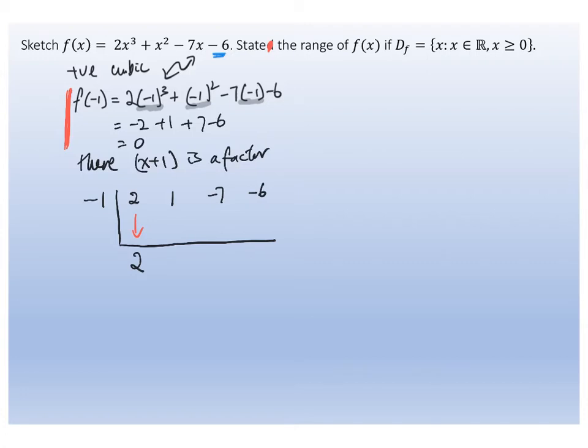So then, minus 1 times 2 will give me minus 2. Then I add them together. 1 plus minus 2 is minus 1. Minus 1 times minus 1, that will give me plus 1.